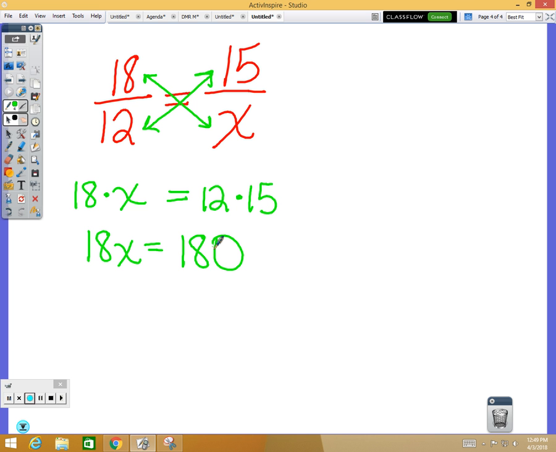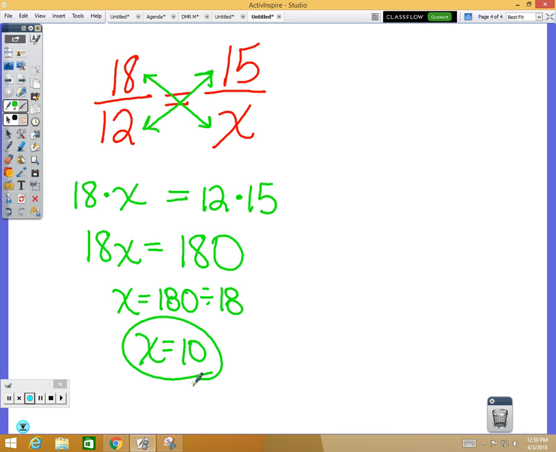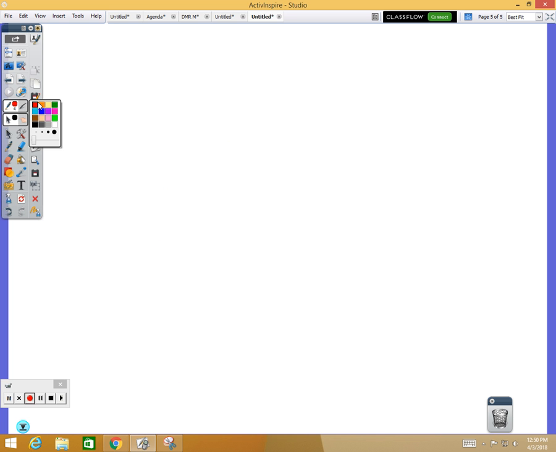So now we're going to do 180 divided by 18, which a lot of you, again, can do in your head. It's just coincidence that our answer is the same as the last problem. So 18 over 12 is the same thing as 15 over 10. Do you remember doing these? Yeah? You ready to try one on your own then? Okay. So use cross products to find the answer to this one.